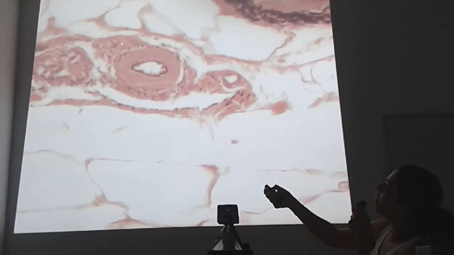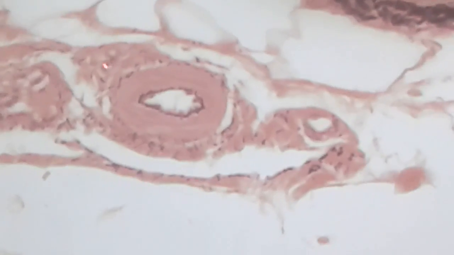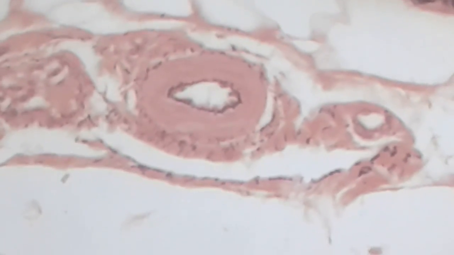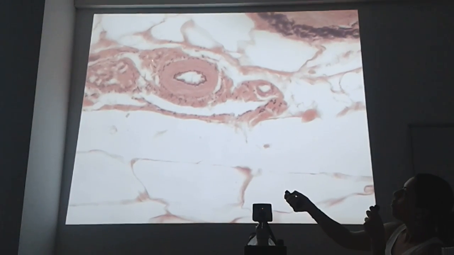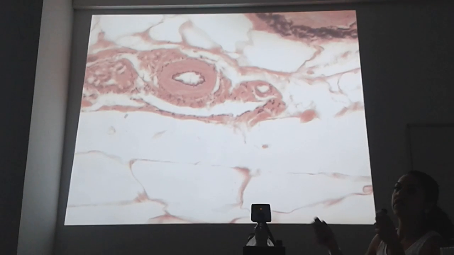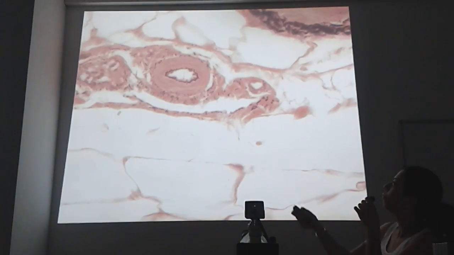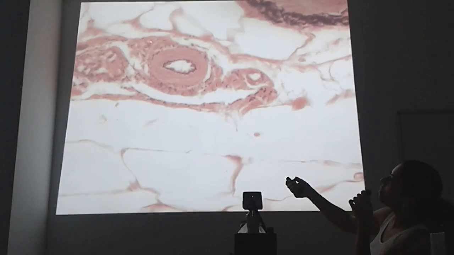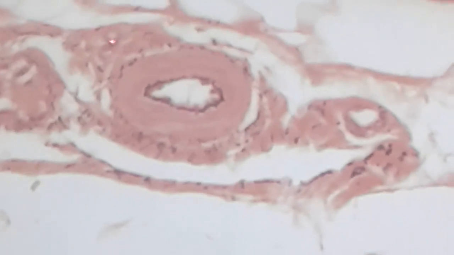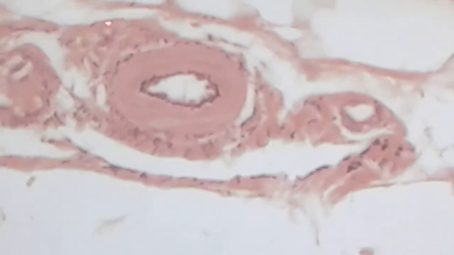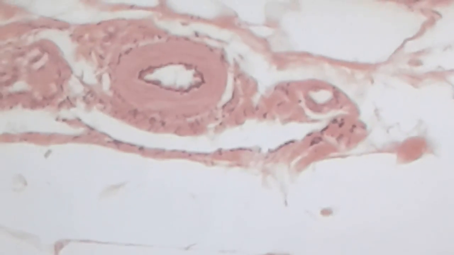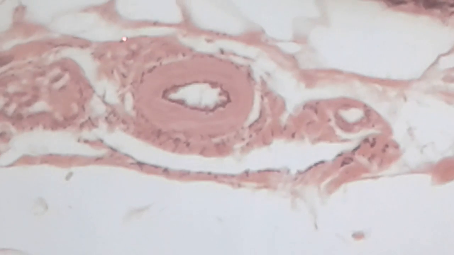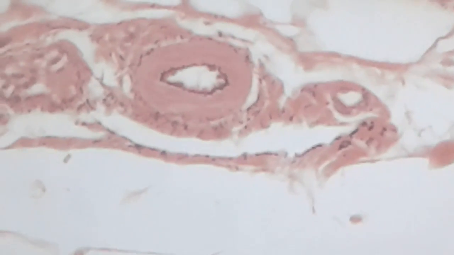As you can see here, these are capillaries, alright? And the inside of the capillaries is lined with simple squamous epithelium. This simple squamous epithelium in the capillaries is especially called endothelium, alright? Endothelium. And as you can see here, this is the nucleus of the simple squamous epithelium, and this is the cytoplasm.